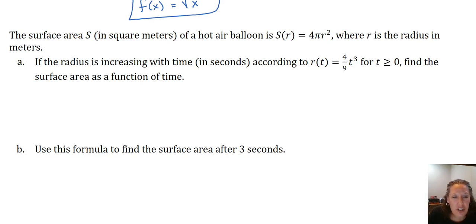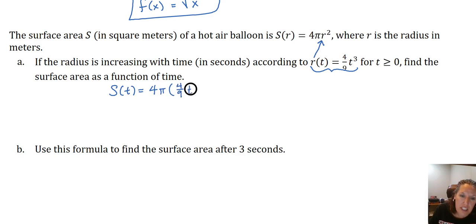All right, so to write this surface area as a function of time, just like in compositions of functions, we are going to replace r with this expression in terms of t. We're going to plug it in for the r in our surface area function. So S of t is going to be 4 pi, but instead of using that r, we're going to use our expression for r, which is 4/9 t cubed. And then remember that r is squared, so don't forget we need to square that.